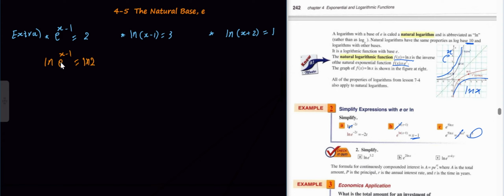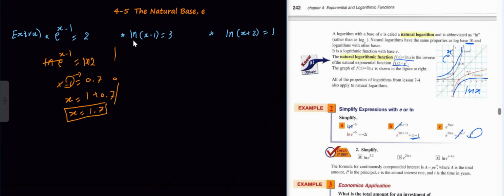We will take ln like this. So ln with e, they will cancel. x minus 1 is remaining, and ln 2 equals 0.7. And then we move this negative 1 to the other side. x equals 1 plus 0.7, and x equals 1.7. That's it. This is how we solve it.